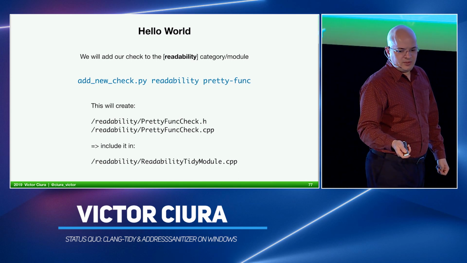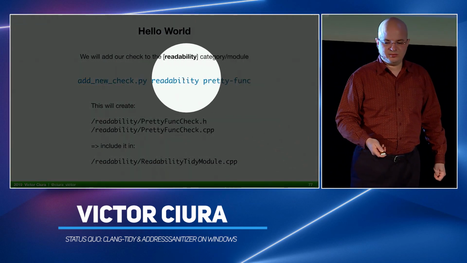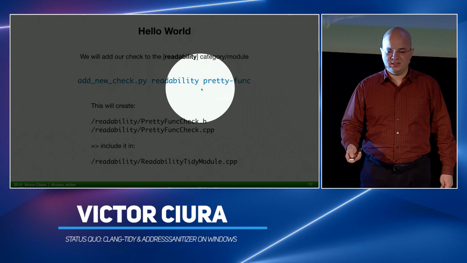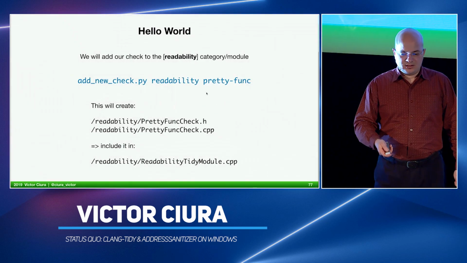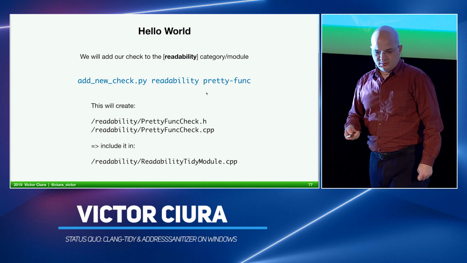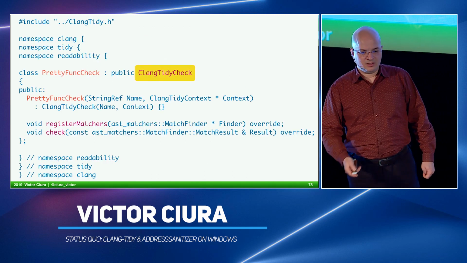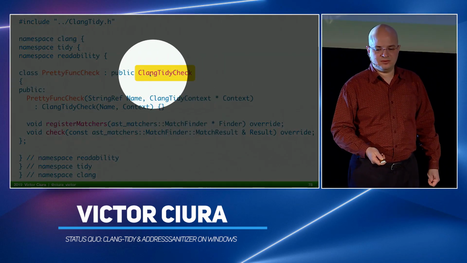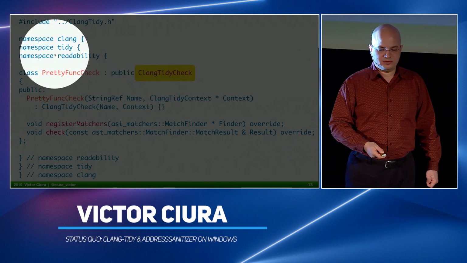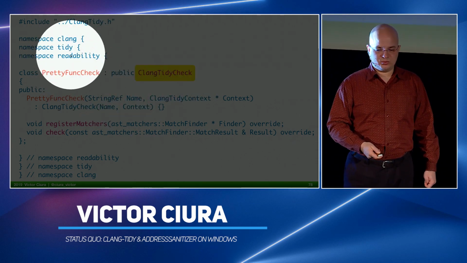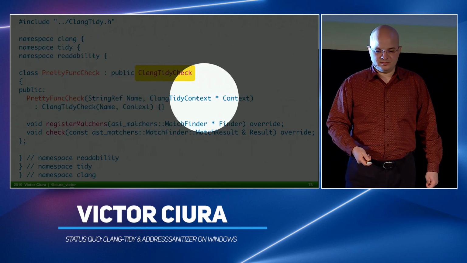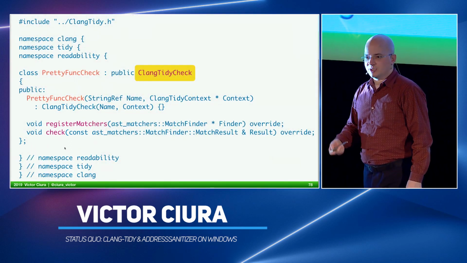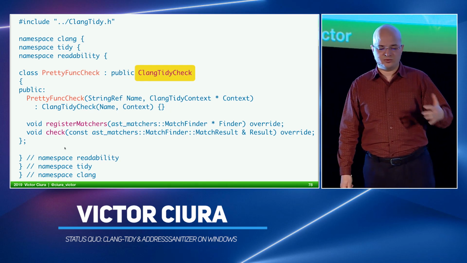So let's say we add a simple check in the readability module. There are plenty of readability checks in Clang-tidy already, and we want to add another one. We call it prettyfunc. And this is what's generated for us by the Python script, 3 files. And the structure is very simple. Initially, we have to inherit from the generic Clang-tidy check. We called our check prettyfunction check. It resides in the appropriate namespaces. It has a predefined constructor, and basically 2 methods we're interested in: register matchers and check. Predefined signatures, you just have to provide an implementation.